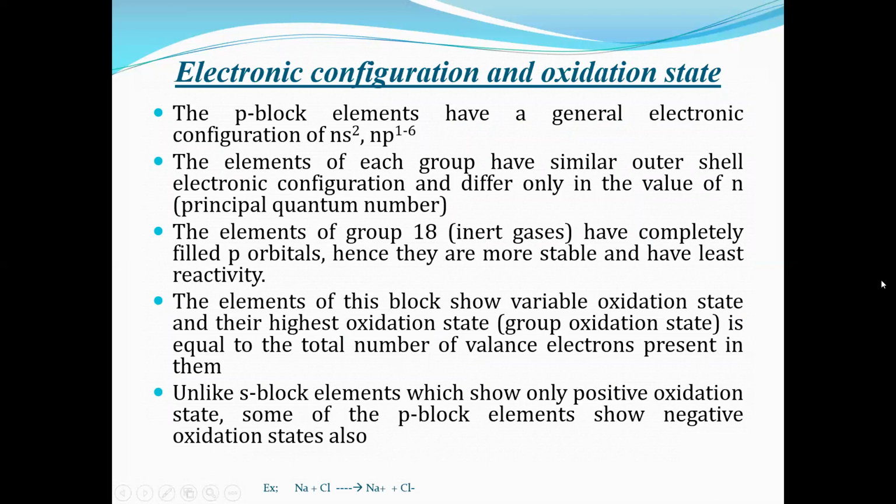Next is the oxidation number. The oxidation number tells whether the element has lost or gained electrons in that particular reaction. For example, take NaCl, Na and Cl. Na is in the zero oxidation state now.